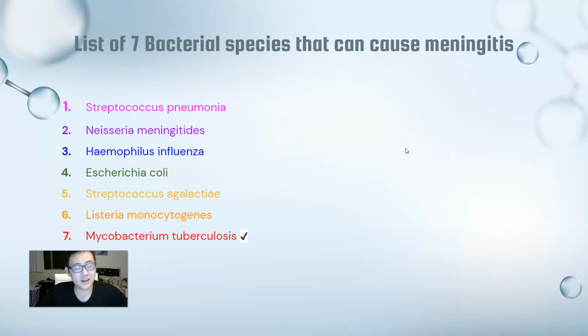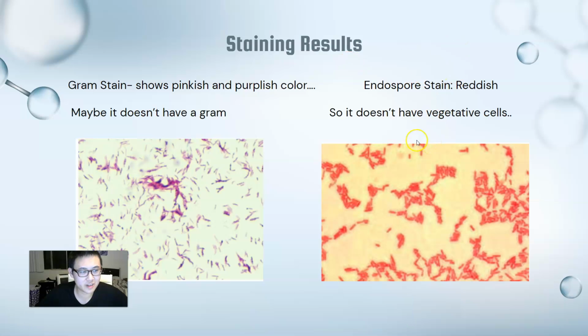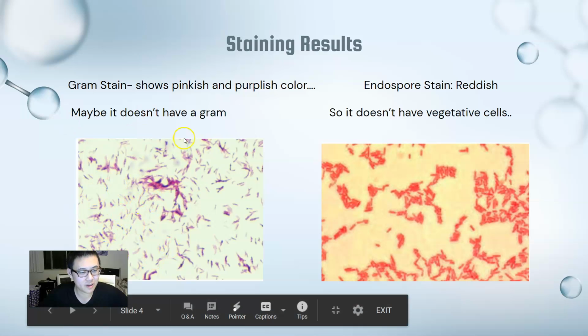This is a list of 7 bacterial species that can cause meningitis. So here are our staining results. For gram stain, it helps determine whether the bacteria is gram positive or gram negative. But for the stain in this picture, we can see it's both pinkish and purplish color, which tells us maybe it doesn't have a gram.